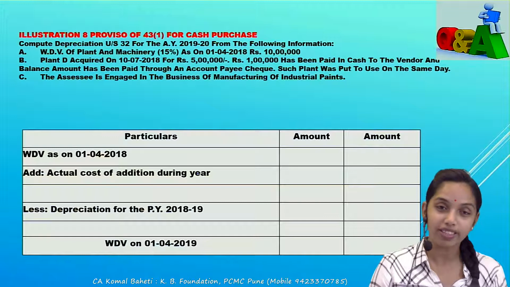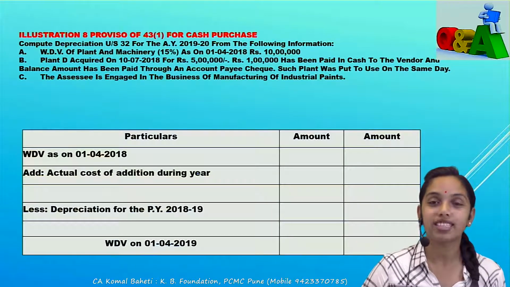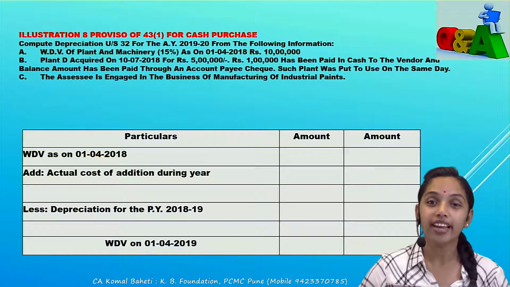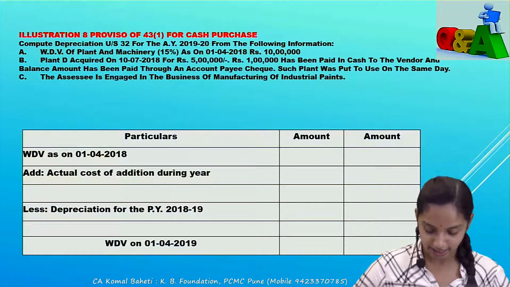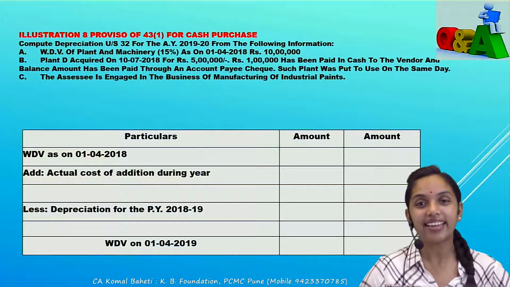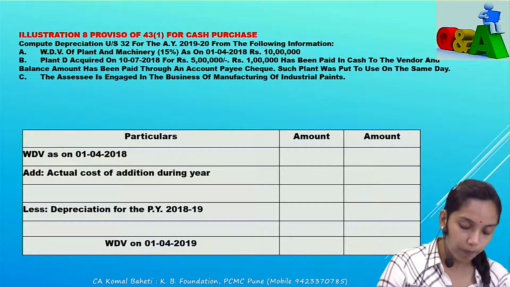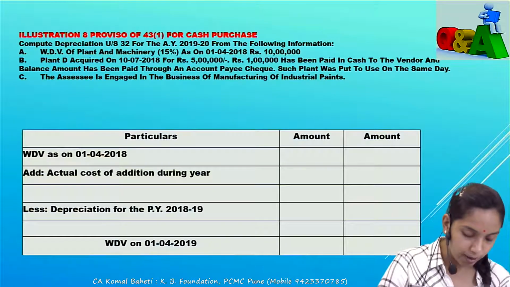Why is this information given, manufacturing? If the person is engaged in manufacturing and purchases plant and machinery, then what do you get? You get an additional depreciation. That has not been clearly mentioned, but you do know that you will get the additional depreciation as well. So the opening WDV is how much? The opening WDV is 10 lakh.